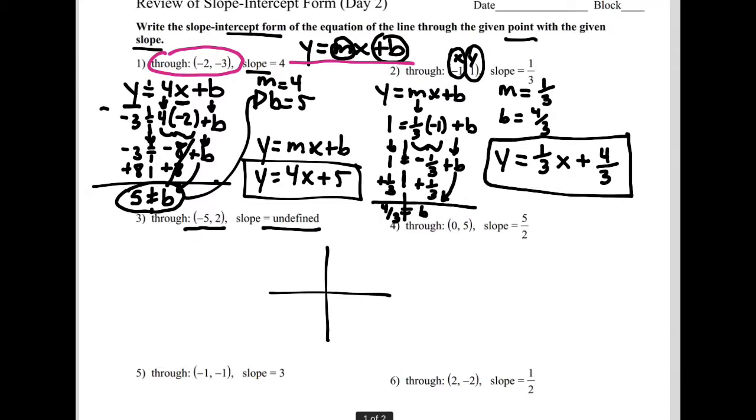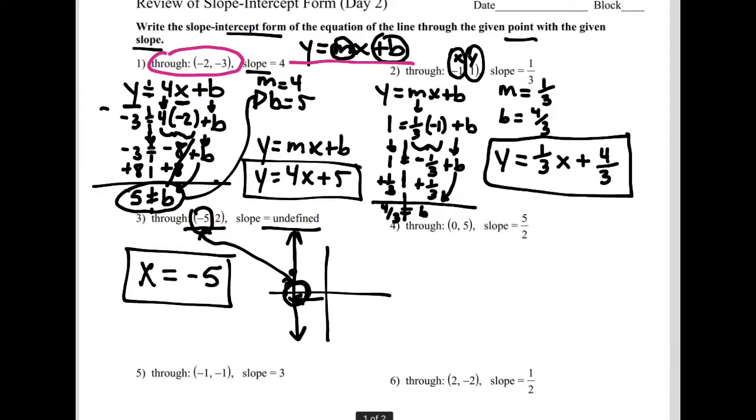Well, if I just imagine where that is without making tick marks, I know negatives are this way on the x-axis and positives are up. So I know the point's up here somewhere, and it's undefined, so I know it's like a wall. Well, remember, it's just x equals whatever number it goes through on the x-axis. Well, how do you know that? Well, you know from the x value. The x value is the number it's going to go through on the x-axis. So our answer is just x equals -5.